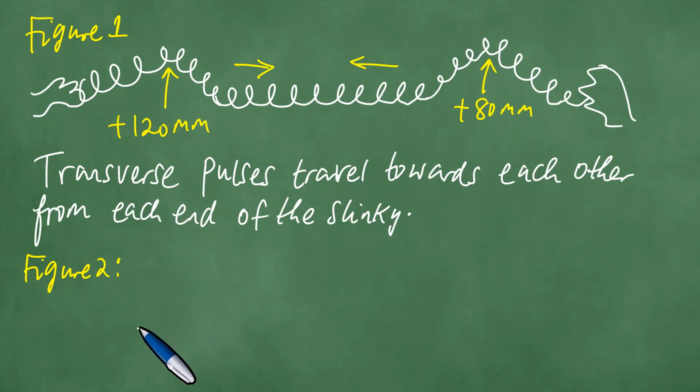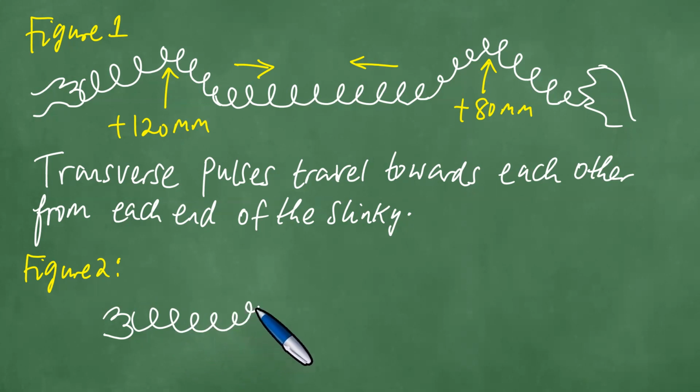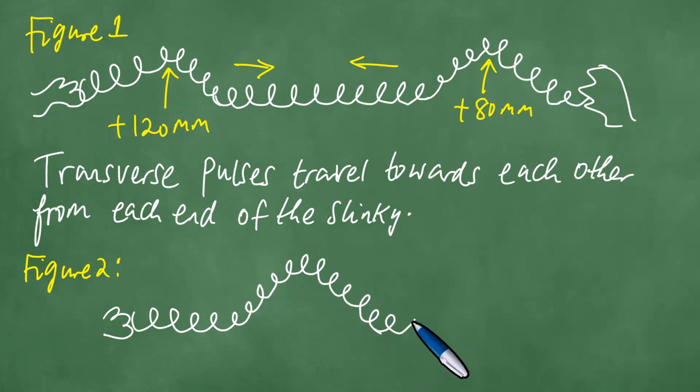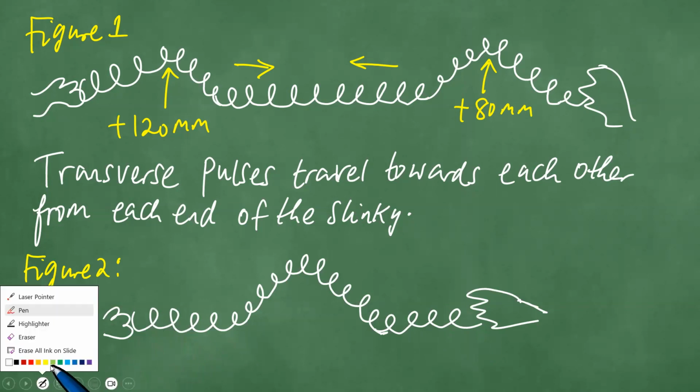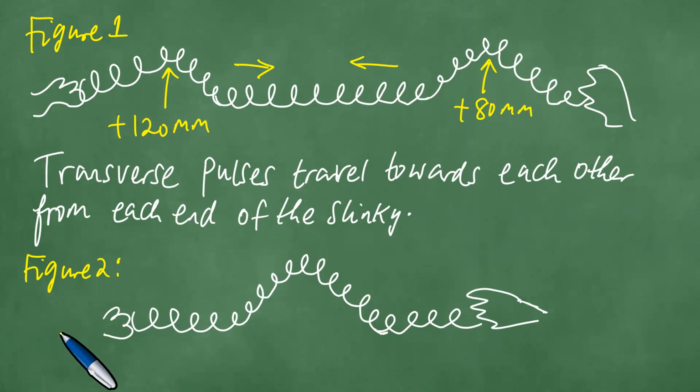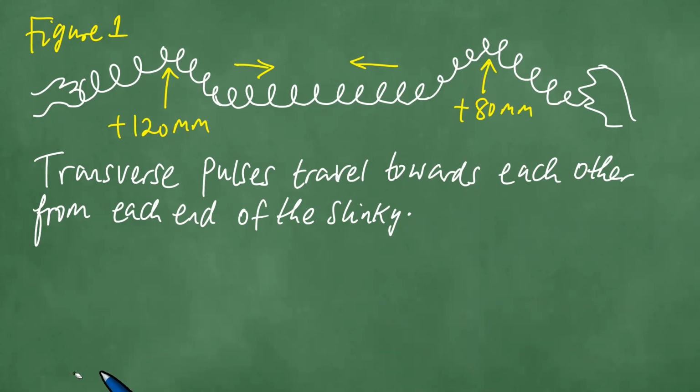So now you have this one here. Still the hands are there, and this is the slinky. Where the two pulses cross, the disturbance increases. So let us do figure 2 on the next slide and understand what's happening here.